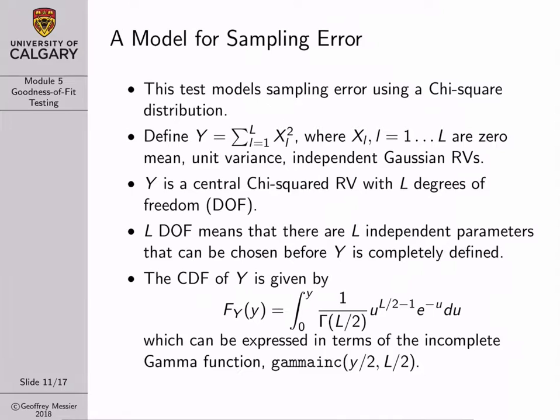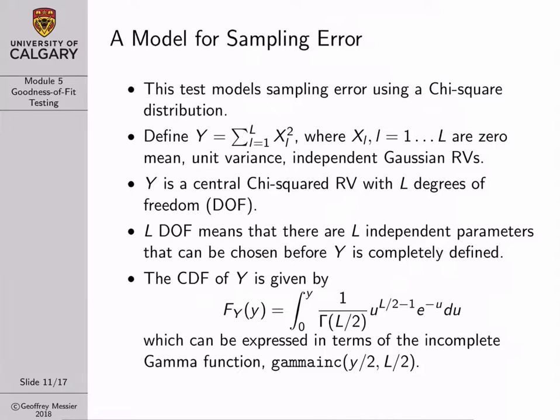So we're going to start by developing a model for the random distribution of sampling error. And specifically, we're going to model sampling error as a chi-squared distributed random variable, which of course is where the chi-squared goodness of fit test gets its name. And first, just some preliminaries about the chi-squared distribution.